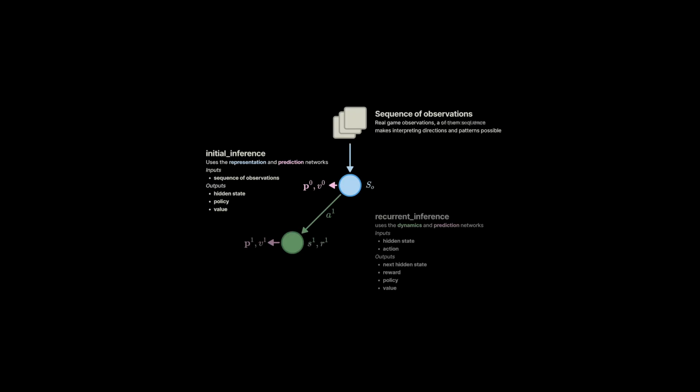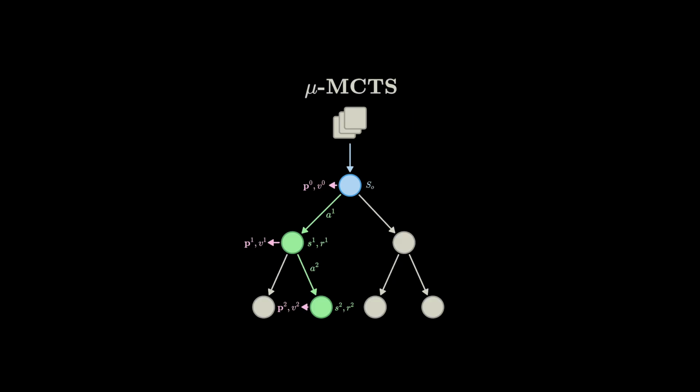We start with a sequence of real game observations. In our case, we use 2, but you can use as many as you like. We then do an initial inference, encoding the game into a hidden state and predicting the value and policy. Then we can do recurrent inference to explore a new state by inputting an action and the hidden state at the root. From this, we can do it again, and this is basically the basis of how we explore states using the Monte Carlo tree search. And that's the principles of how the system works.